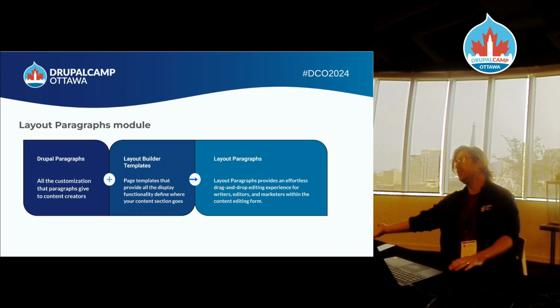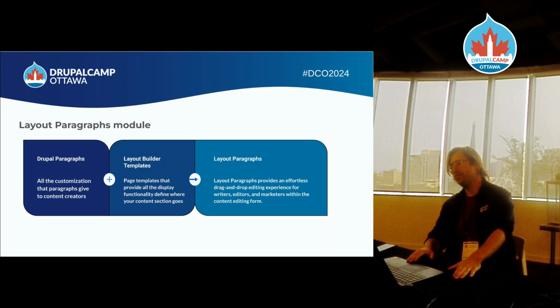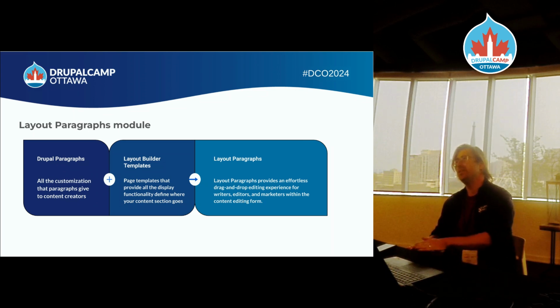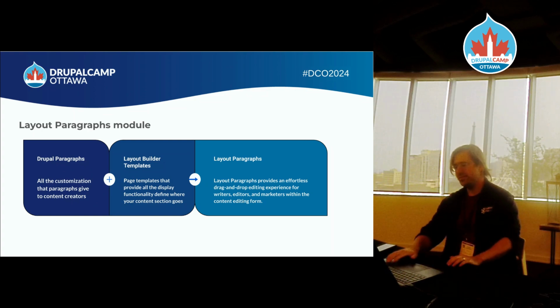Say you have some blogs that need to have a second column, but not all of them. That section of the page can be done with layout paragraphs, and then the content author who's making that content can decide, oh, is this a one-column one or a two-column one, as opposed to just, oh, we'll just do a Layout Builder override.